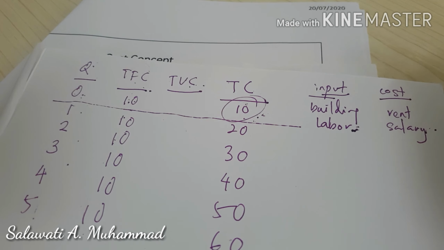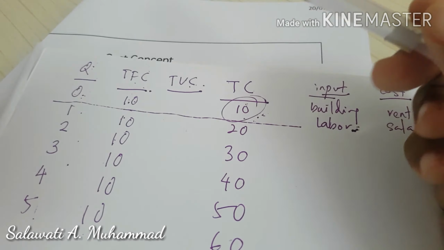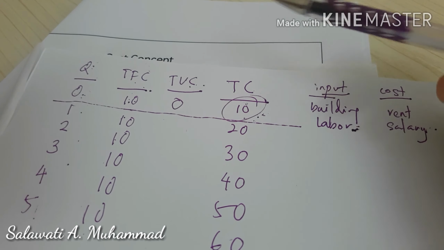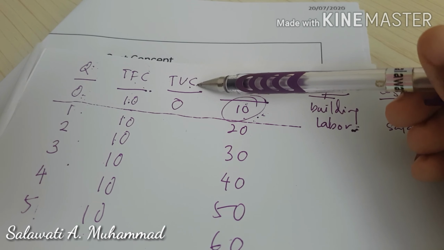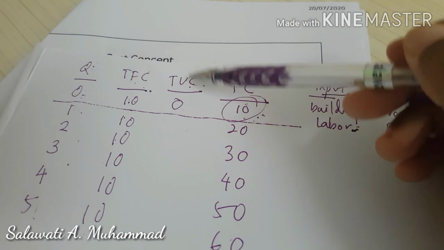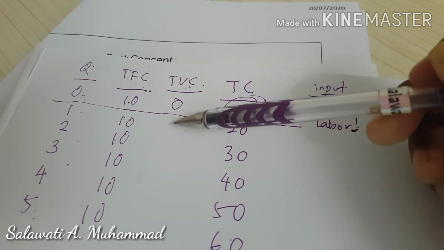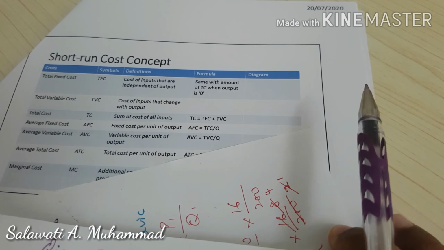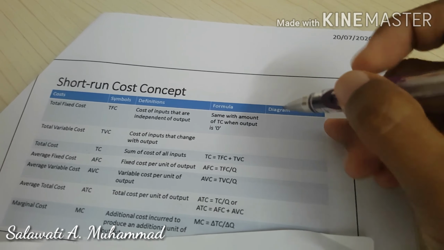Okay, so normally when we don't do any production, we don't have any variable cost, so here it becomes 0. But when quantity increases, the total variable cost also increases. It's not fixed, it's variable. Variable means the amount will differ from the others. So that is total variable cost. Okay, we go to the diagram.